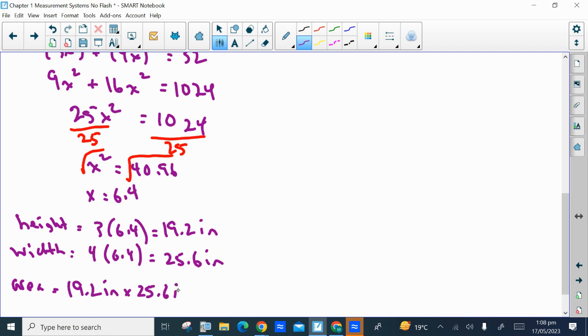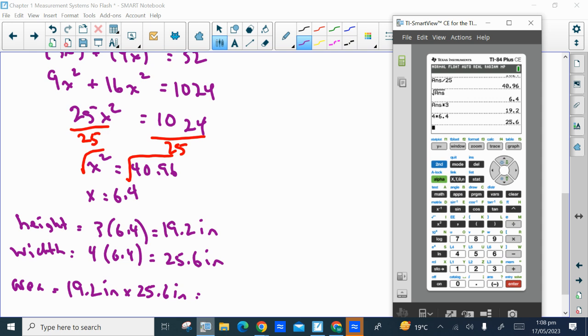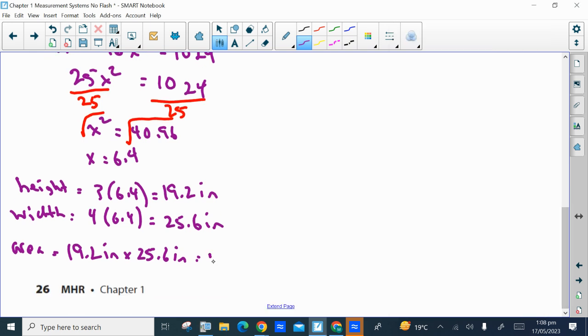And this will give us the viewing area of this television. 25.6 times 19.2 is 491.52 inches squared. Area is always in units squared. So that's the viewing area of that television.